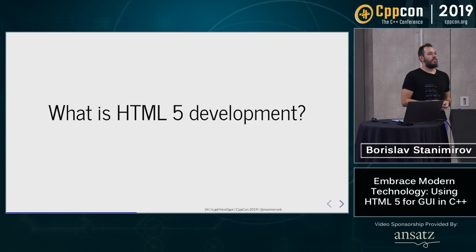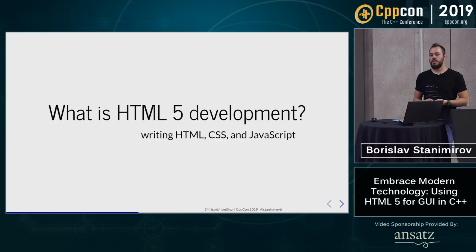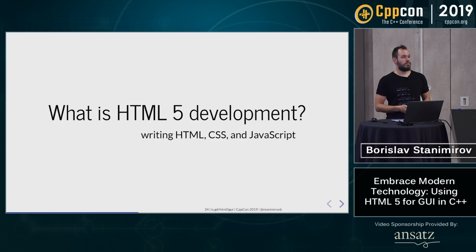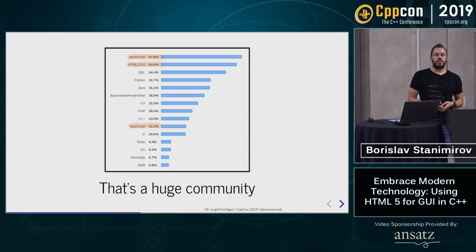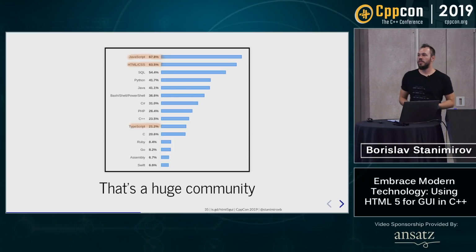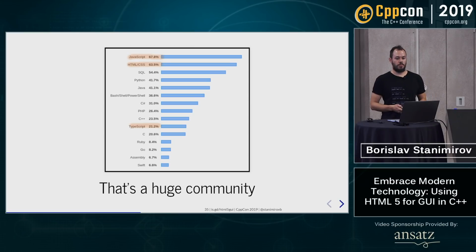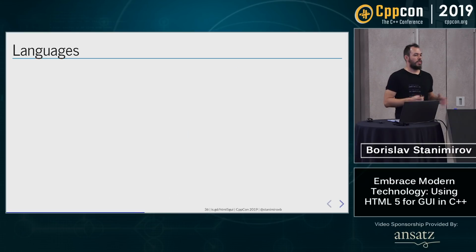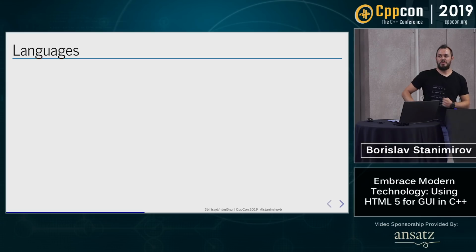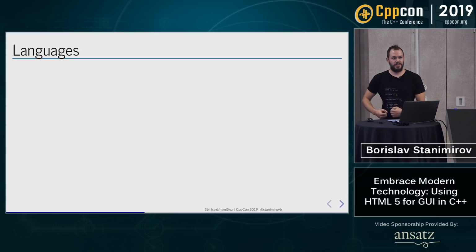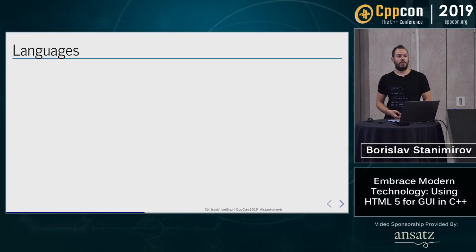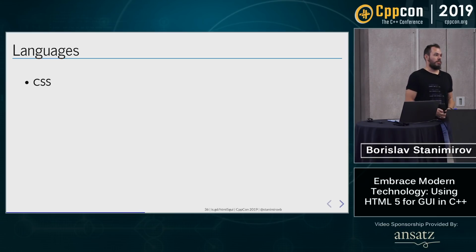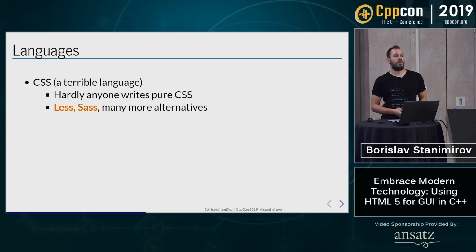So what is HTML5 development then? Is it writing HTML, CSS, and JavaScript? Well, in a way, yeah, but it's a bit more than that. Remember this thing, the most popular languages out there? See the third one, TypeScript? I didn't mention TypeScript before. The thing is that this huge community of young hipsters that write JavaScript, well, they have developed some neat stuff. For example, they developed a lot of languages. CSS, I did mention CSS, it's a terrible language. Nobody wants to write CSS. And hence, hardly anyone does.